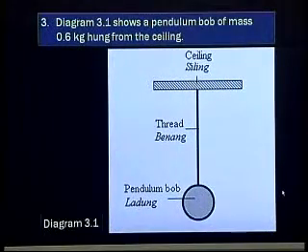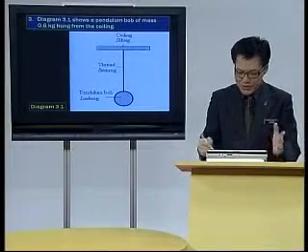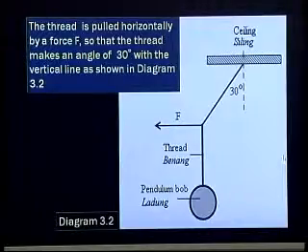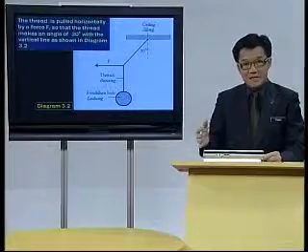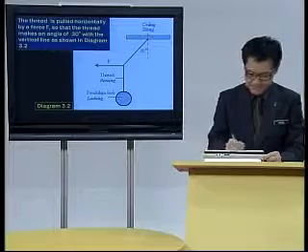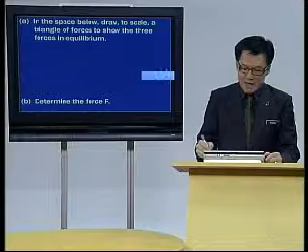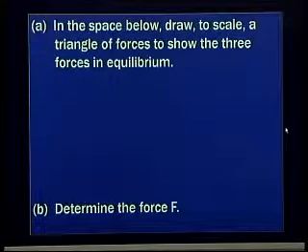The question reads, Diagram 3.1 shows a pendulum bob of mass 0.6 kg being hung from the ceiling. So it's a very straightforward diagram. And the thread is pulled horizontally by a force F so that the thread makes an angle of 30 degrees with the vertical line. Now this is the question. In the space below, draw to scale a triangle of forces to show the 3 forces in equilibrium.